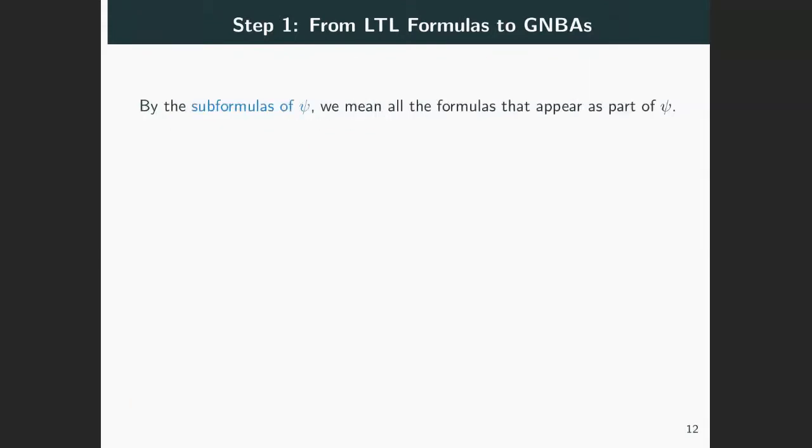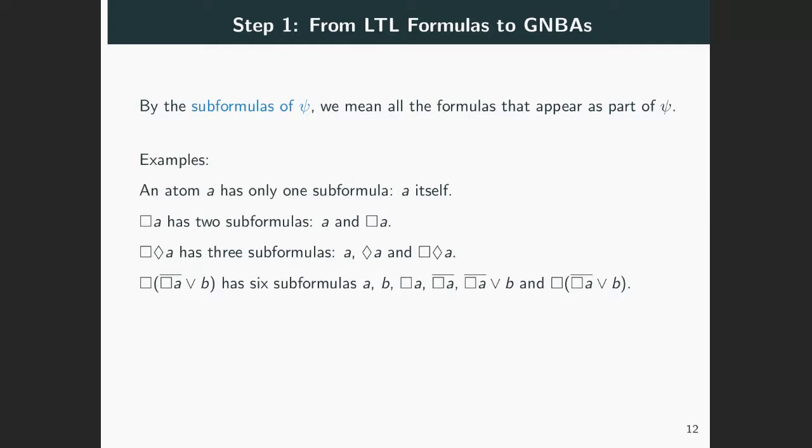Also, to be sure, this is what I mean by subformulas of a formula. I mean all the formulas that appear as part of psi. For example, an atom A has only one subformula, A itself. Always A has two subformulas, A and always A. Always eventually A has three subformulas, A, eventually A, and always eventually A. Always, not always A or B, has six subformulas shown here. A is one subformula, B is another subformula, always A is another subformula, and so on.